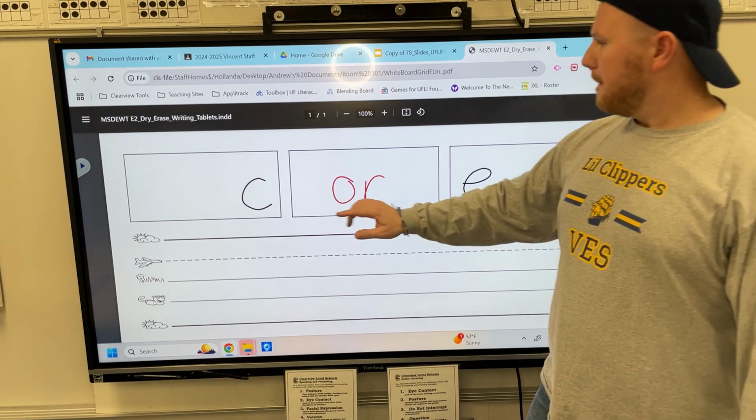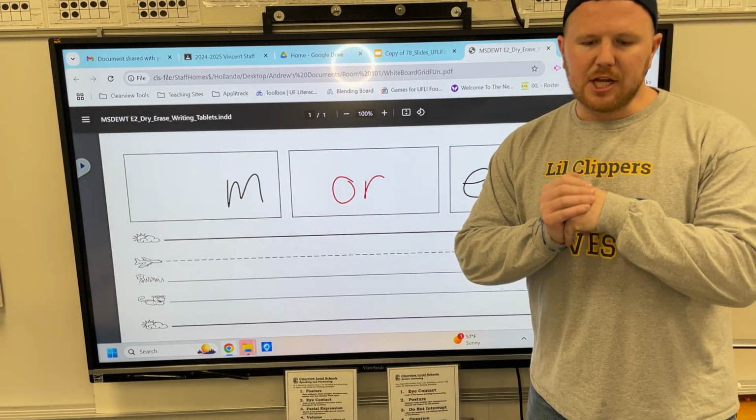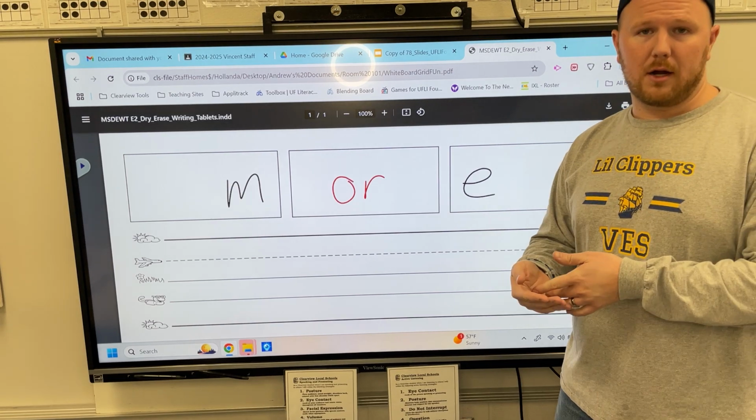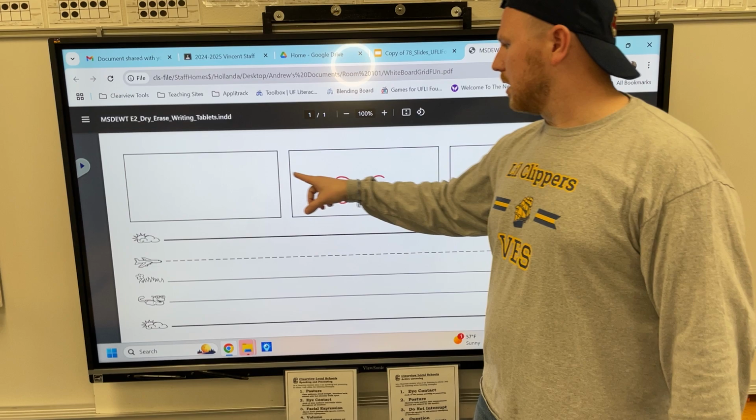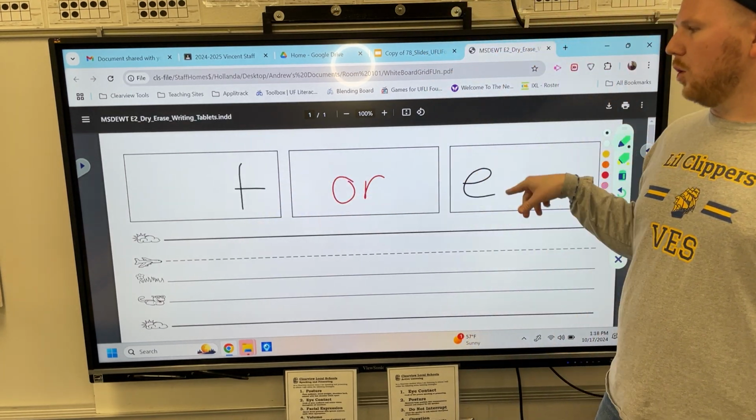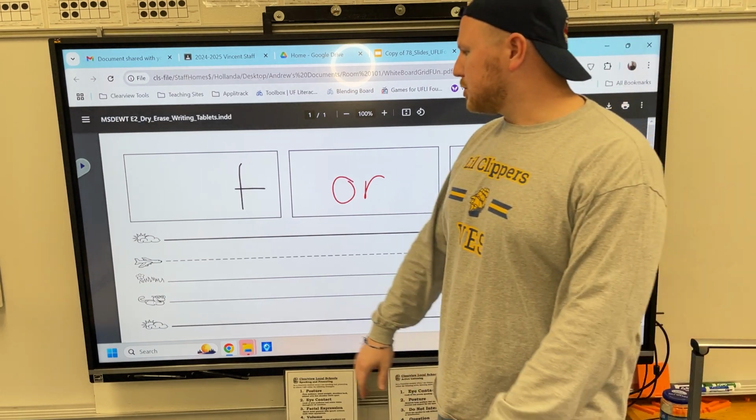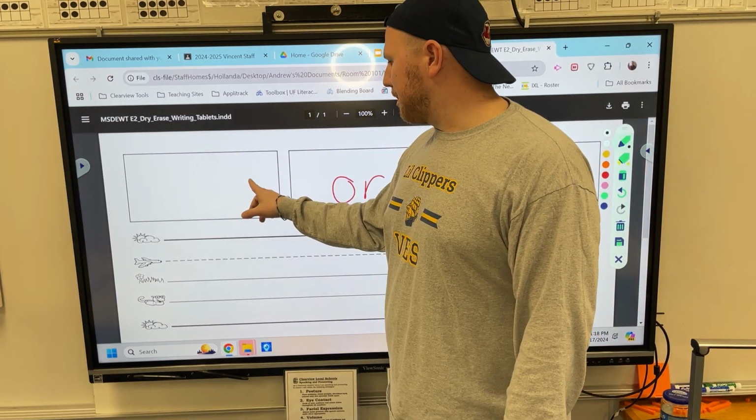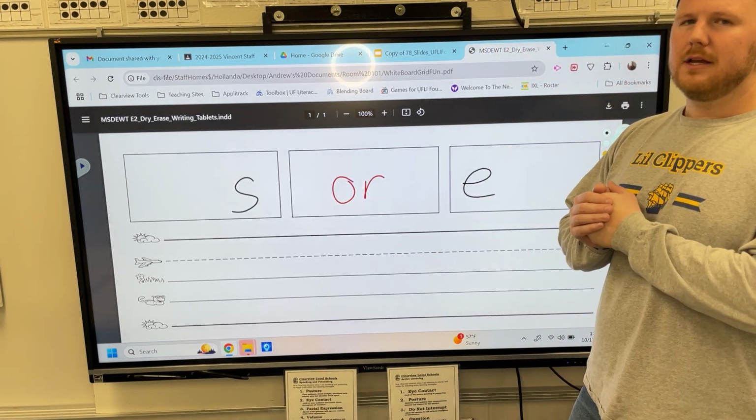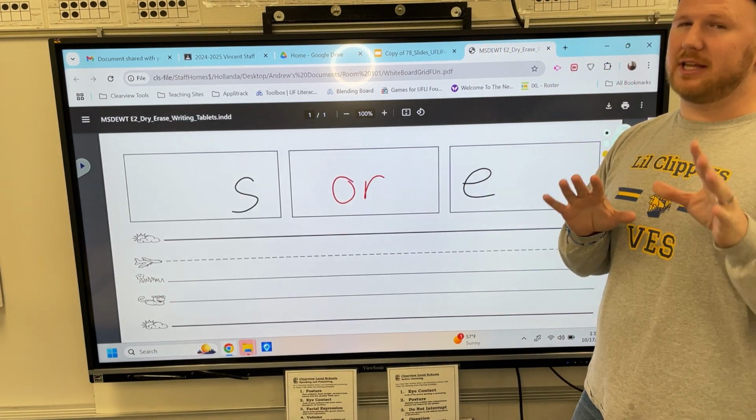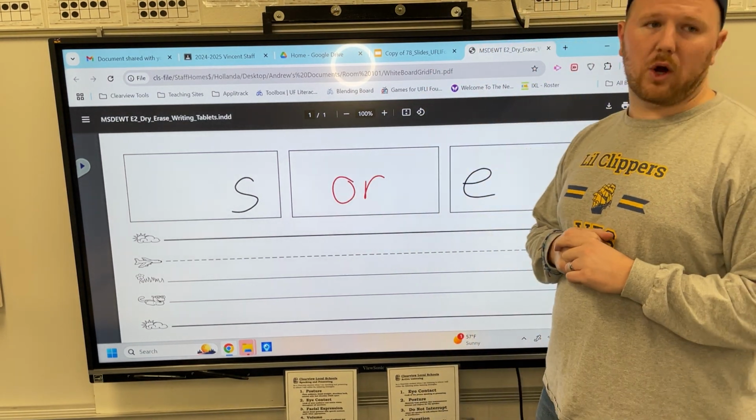Or. Or. Change more to tore, like I tore a hole in my pants. T or. Change tore to sore. I am so sore from my practice yesterday. Or. You might be thinking, oh, like an eagle soars. Actually, that's a different spelling. We're not talking about that right now, though. All right, so soar, change soar to sort.